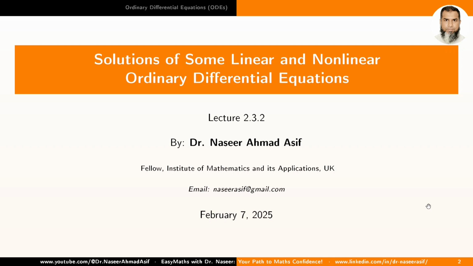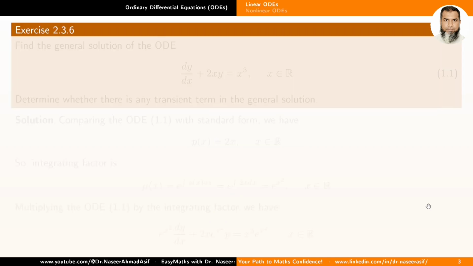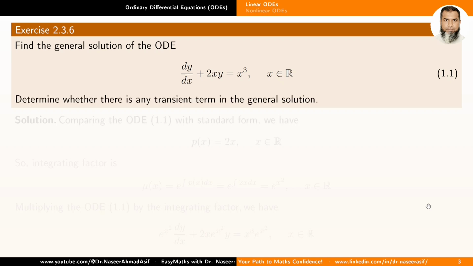Well, now we will see some more exercises related to first order linear ODEs. Let's see an exercise. Find the general solution of the ODE dy/dx + 2xy = x³, where x belongs to R. Determine whether there is any transient term in the general solution.